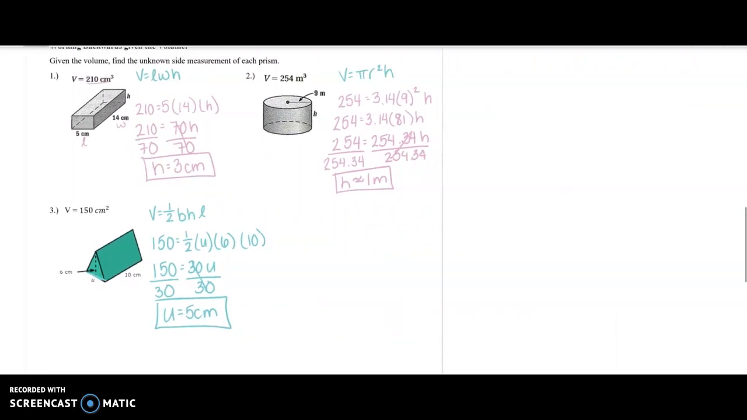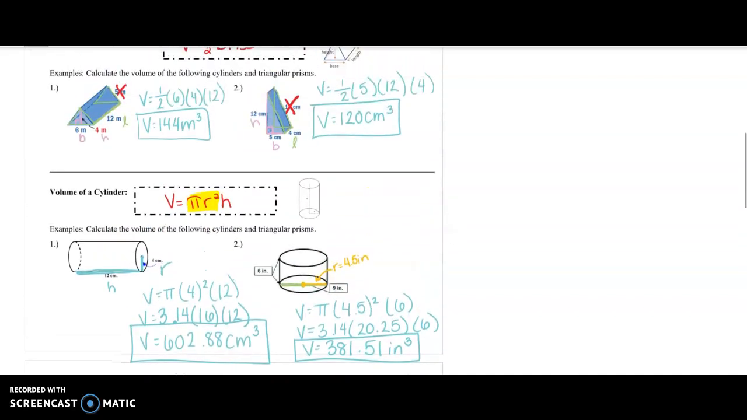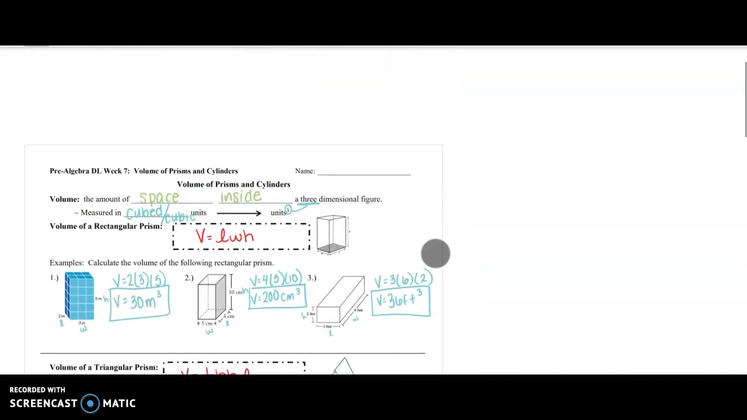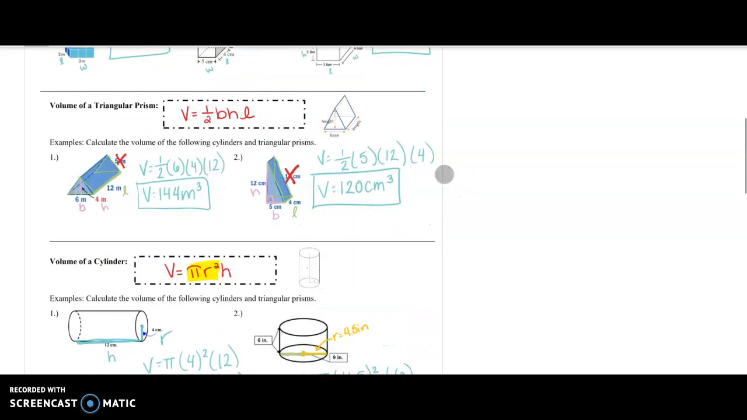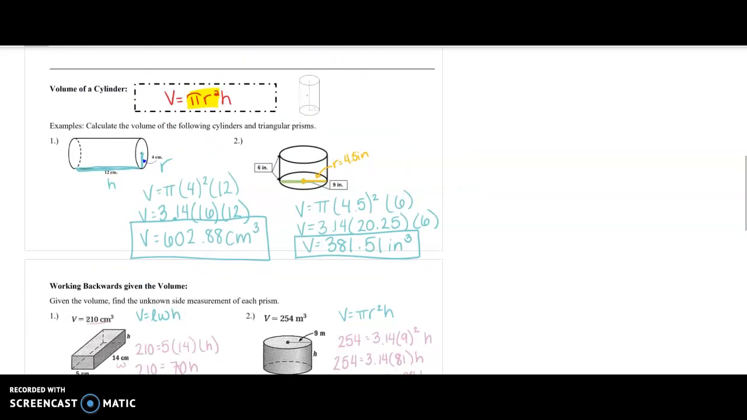Okay, so those were our notes for today. They were fairly short. Hopefully a lot of this stuff is things you have seen before. The formulas are not something we expect you to have memorized. You just need to be able to use them and apply them.